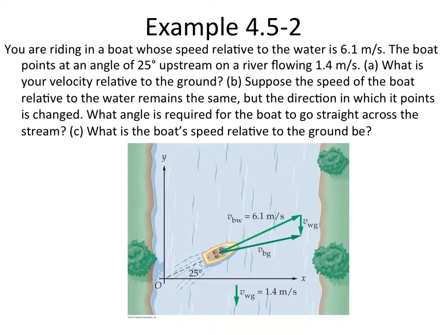All right, example 4.5, number 2, in relative motion, talking about vectors. This one is easier in that we already have our subscripts laid out for us. Honestly, you can pick whatever subscripts you want. We've got a boat, we've got the ground, we've got water. You can call them whatever you want, but this has already been spelled out for us.